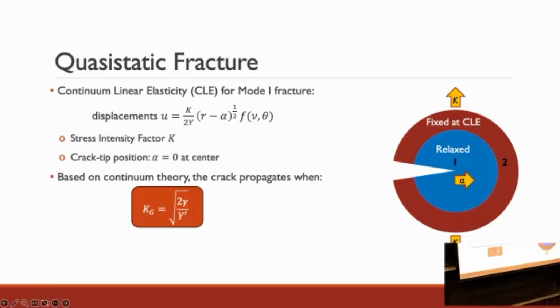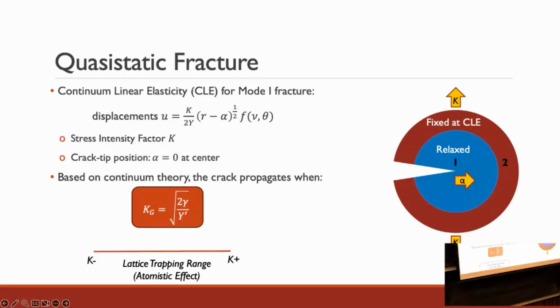Based on continuum theory, you expect the crack to propagate at a value called the Griffith value, where the energy to open two new surfaces, 2 gamma, where gamma is the surface energy, competes with the elastic energy release, which is in the denominator. But an atomistic effect is that you have a range of K values, known as the lattice trapping range, over which the crack is stable. In quasi-static loading simulations, you start with a value of alpha and K for which the crack is stable, and then make small increases until you see the crack propagating, and that's an estimate for the upper limit of your lattice trapping.